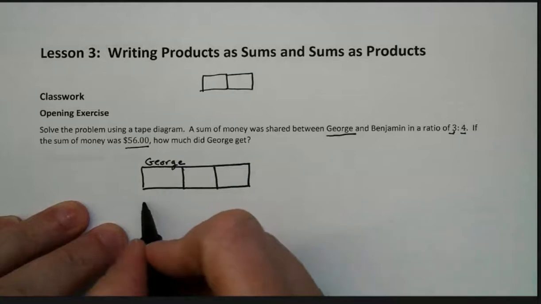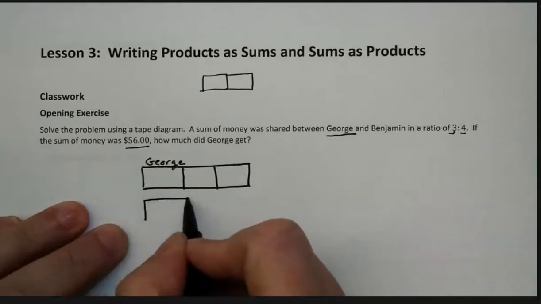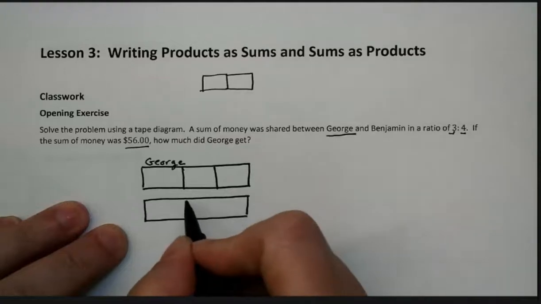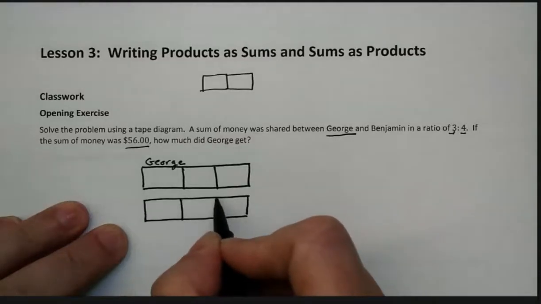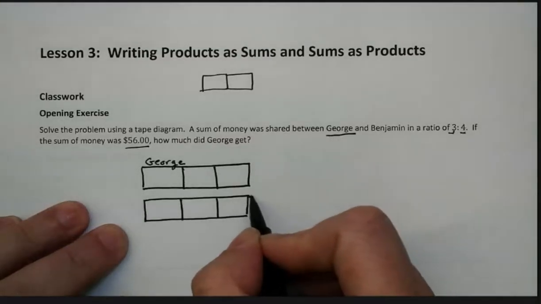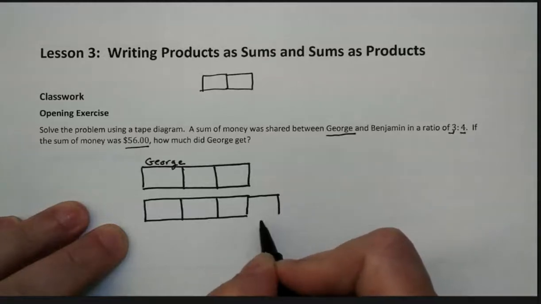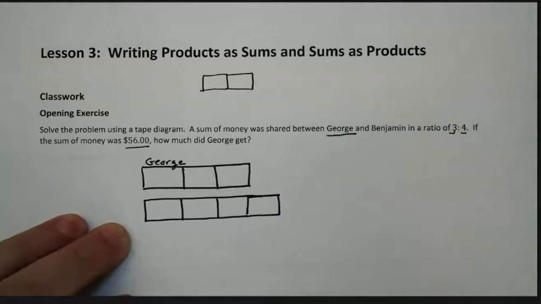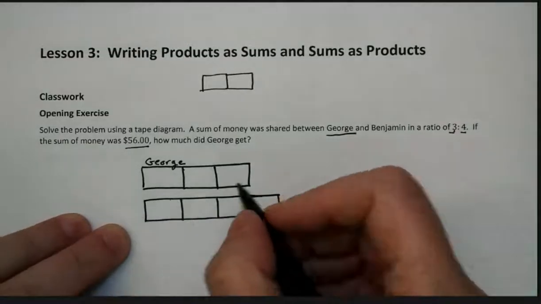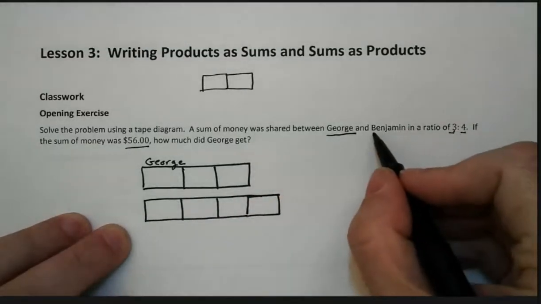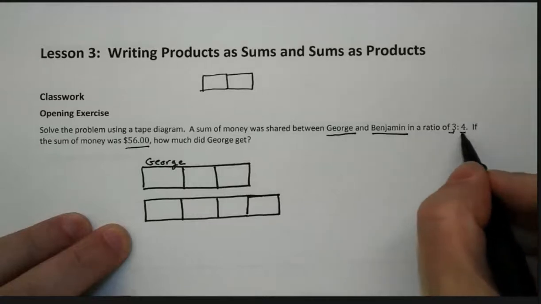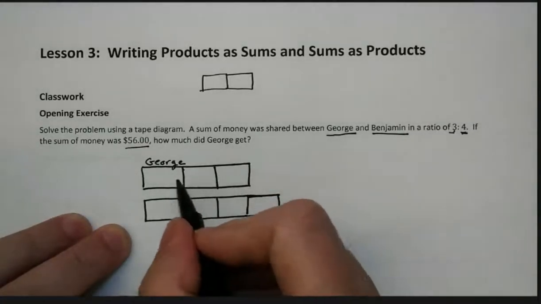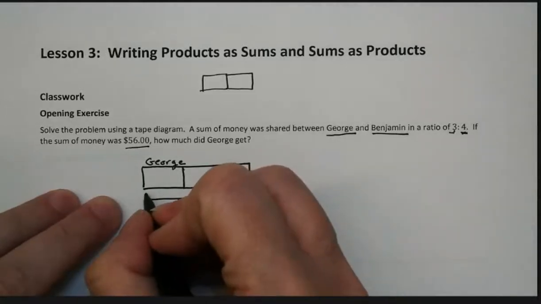Now we're going to draw Benjamin's, and we're going to start by drawing it the same exact size. And just pretend like these are equal. Sometimes I'm not as perfect at my equals. But it's 3 to 4, so he needs one more box that is approximately the same size as all the others. And this is Benjamin. And because Benjamin is the second name, I know Benjamin has the 4. George has 3 parts for every 4 that Benjamin has.